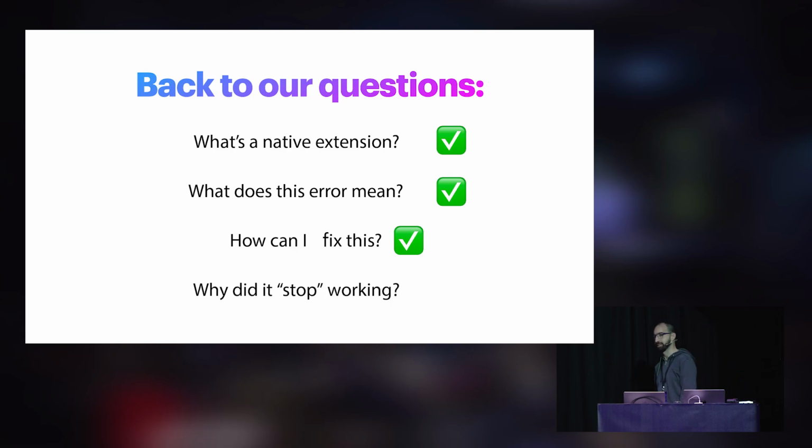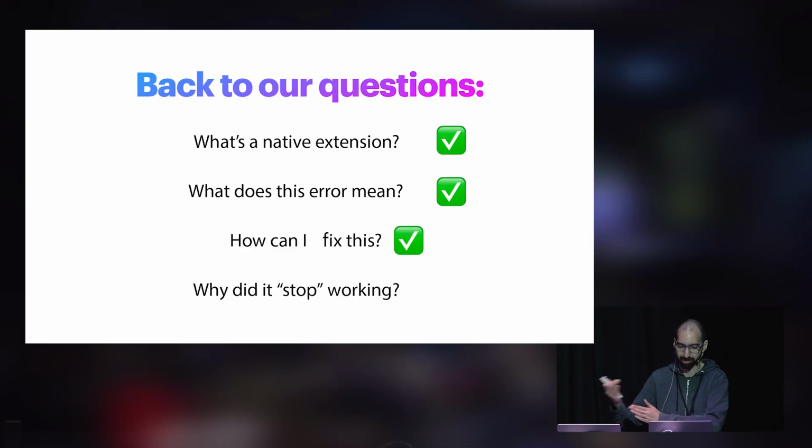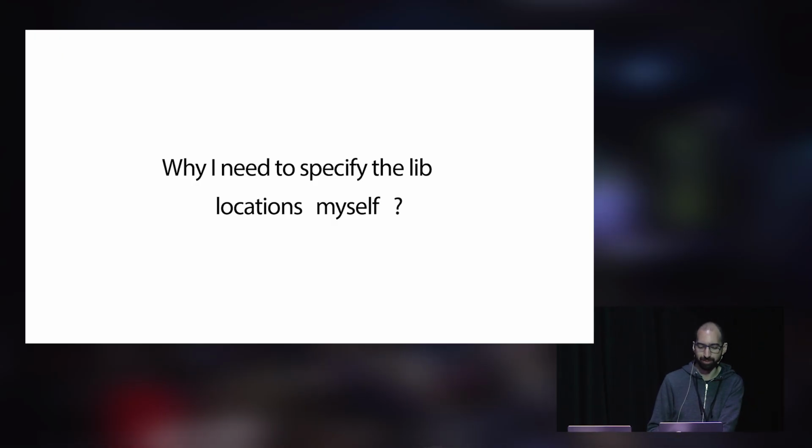Then why did it stop working? I don't know. I still don't know why this worked on my old computer and I didn't have to do anything. Why did I need to take care of this just on the new computer? And I still don't know. Also, this is weird. Why do I need to specify the lib locations myself? The computer is good at automation, why can't it figure these things out by itself? If only there was a way to have your system know where the libraries are located, like some centralized place or something.